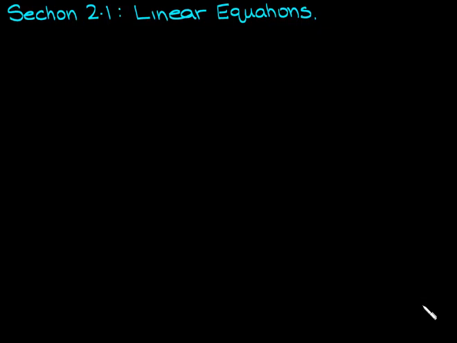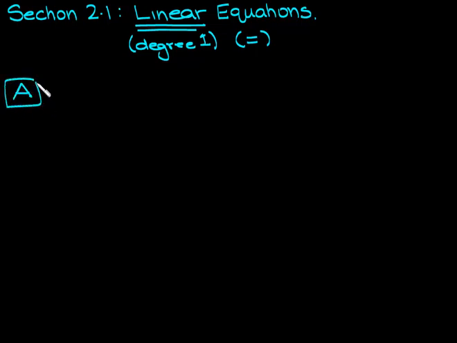Section 2.1 on linear equations. In this section we're going to talk about linear equations. Linear, again in math, is a fancy word for degree 1. An equation is any algebraic expression that has an equality in it. So we're talking about linear equations in this section, so let's get started.